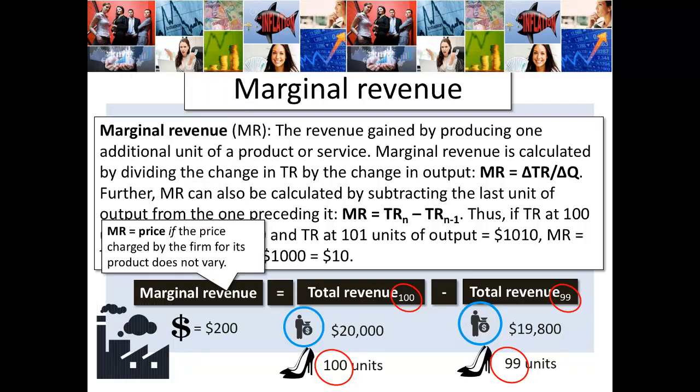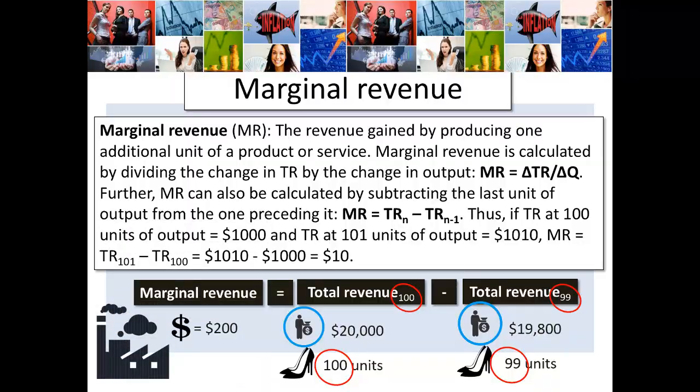Key point here, just like with average revenue, marginal revenue equals price if the price charged by the firm for its product doesn't vary. It stays the same. And we'll have a look at that in a little bit more detail.